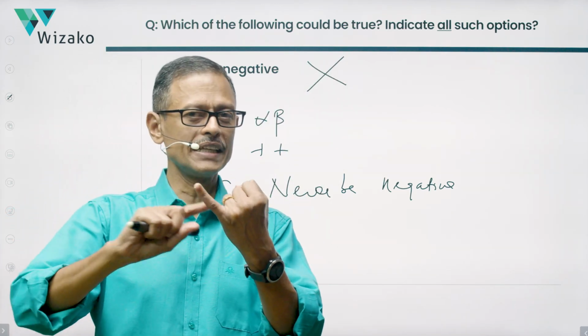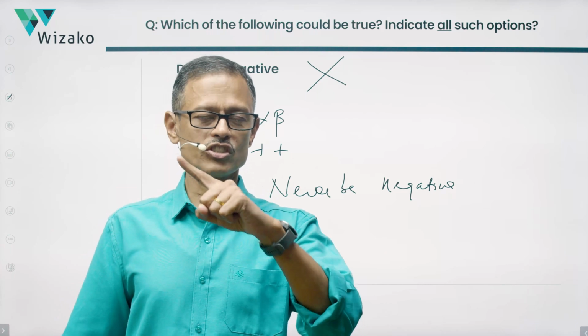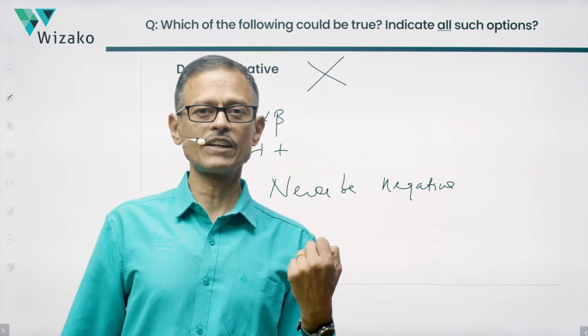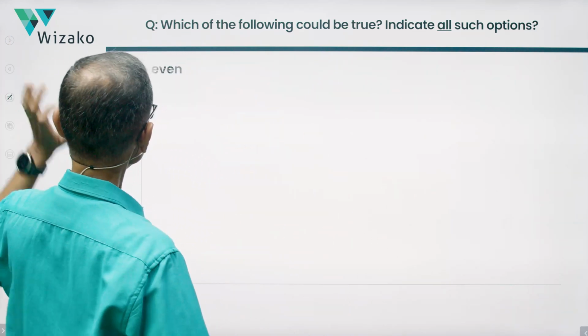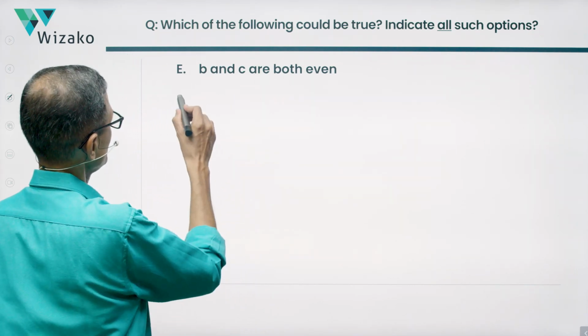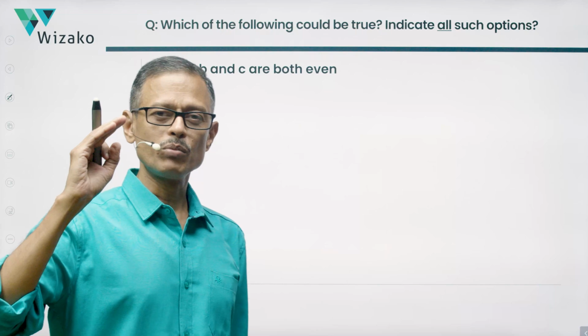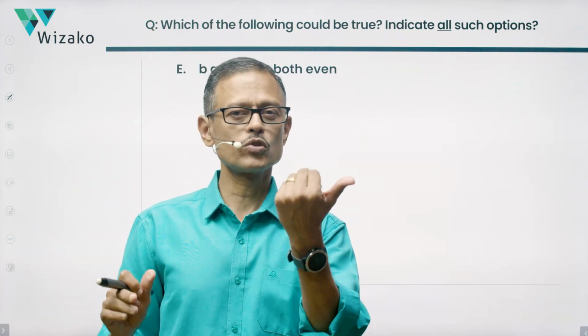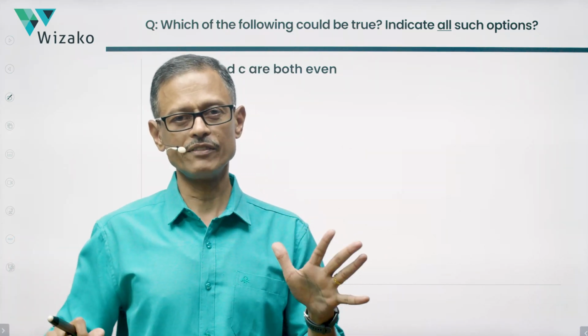So of this we have ruled out A, B, D. C is the only thing which is always true. So it would definitely fit into the could be true. Move on to E. B and C are both even. Okay. Even numbers exist in both positive and negative spectrum. So -2 is also an even number, +4 is also an even number, right?